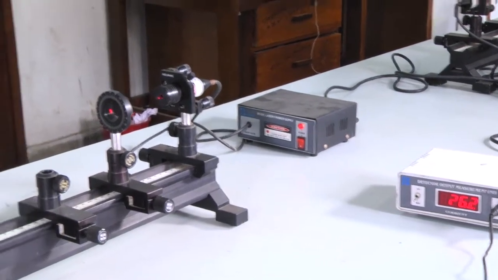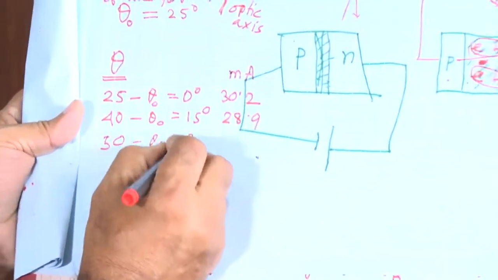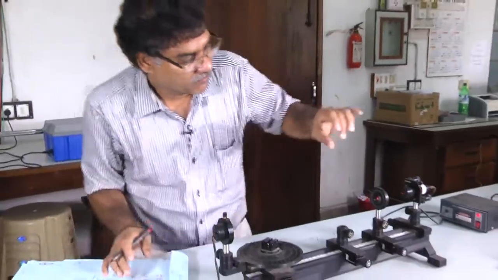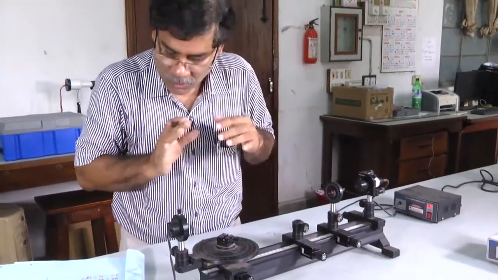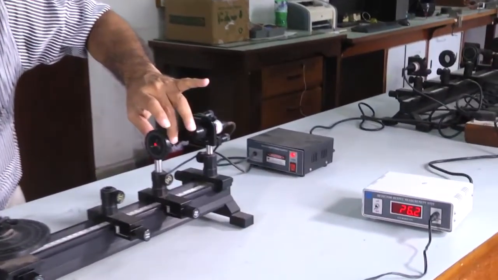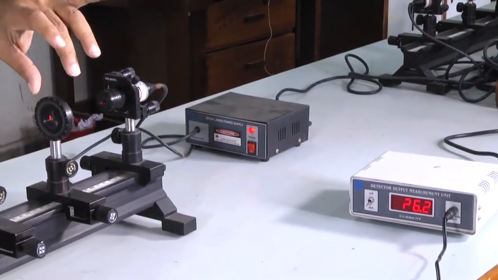So now it is at 50 minus theta 0 means 25 degree. Okay, 25 degree. So this way you vary and note down the reading. I am not going to note down the reading, just let me show you.